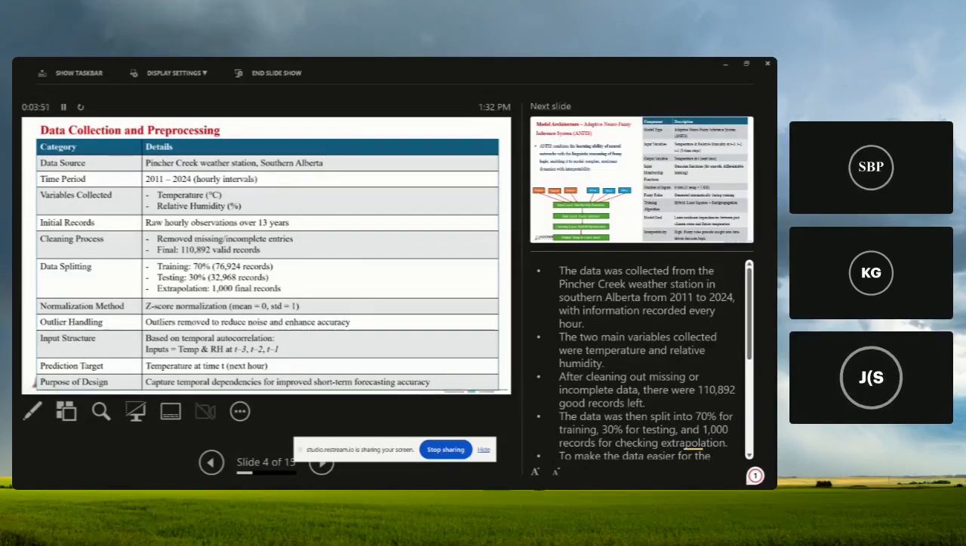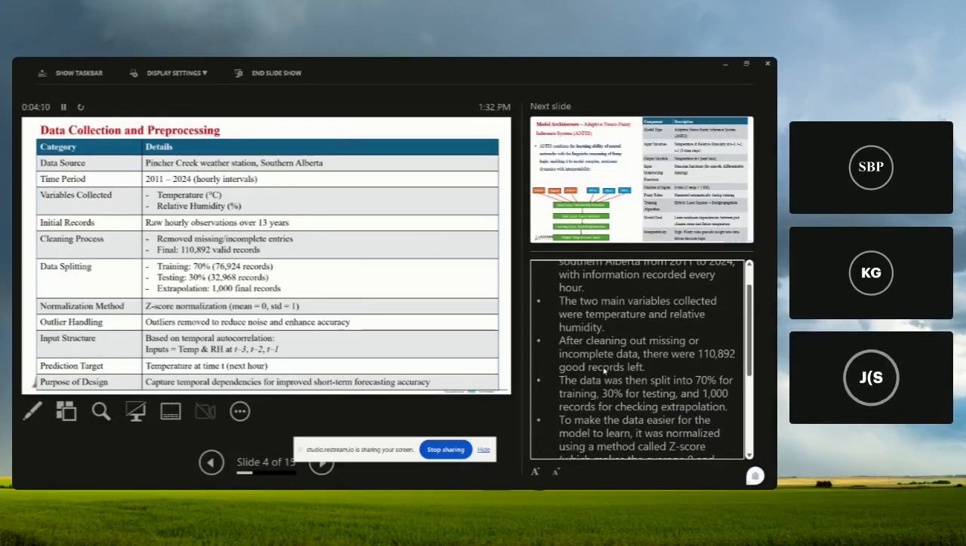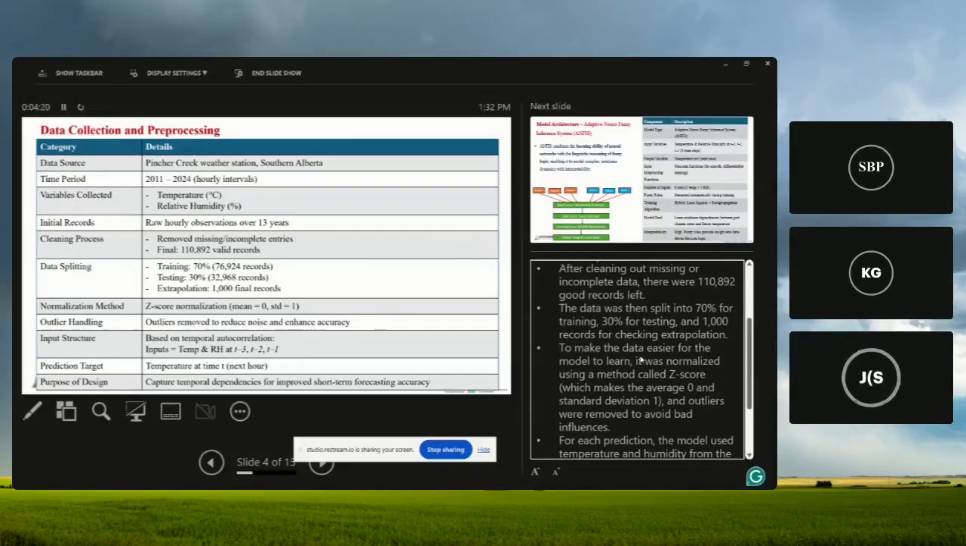So just the important part: the data was collected from the Pincher Creek Weather Station in southern Alberta, 2011 to 2024. We used two main variables, temperature and relative humidity. After cleaning, around 110,000 data points remained, and with z-score normalization, the mean is 0 and the standard deviation is 1.